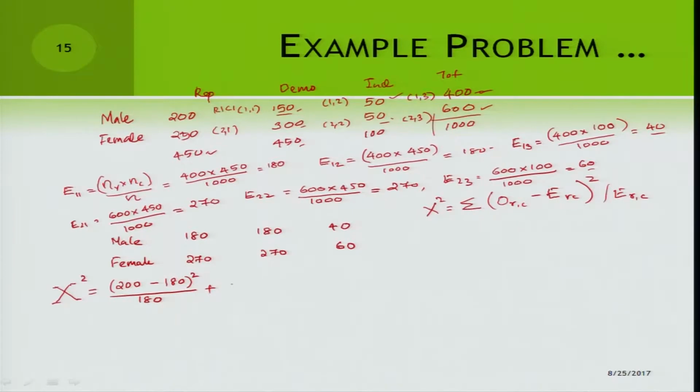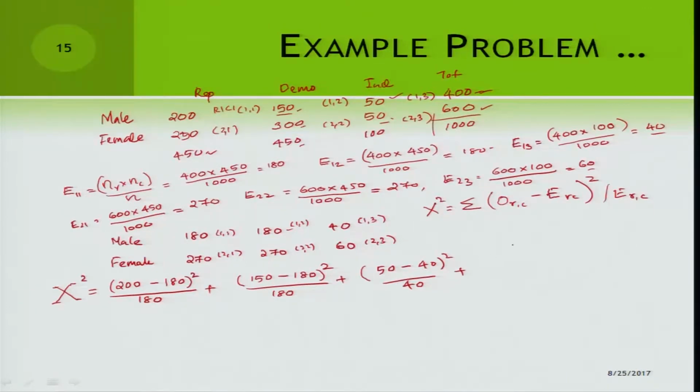Then for 1 2, the observed value is 150, the expected value is 180, square of that divided by 180, because that's the expected value. This is your 1 1, 1 2, 1 3, 2 1, 2 2 and 2 3. Plus the next one, you are summing the whole thing up. The observed value for 1 3 will be 50, the expected value is 40, square divided by 40.